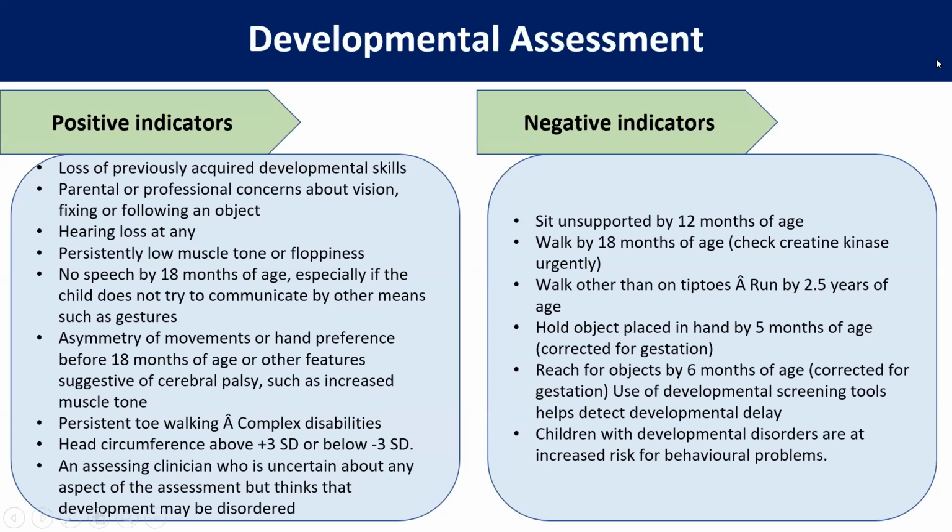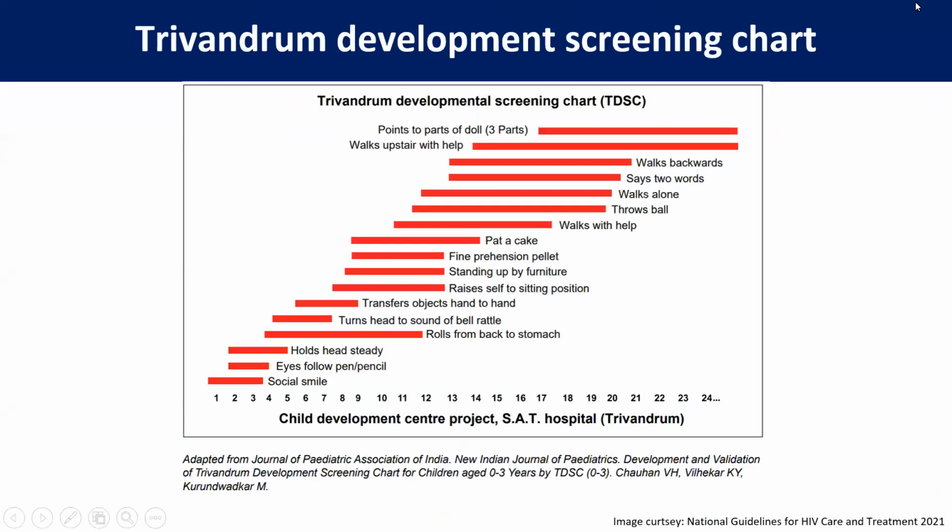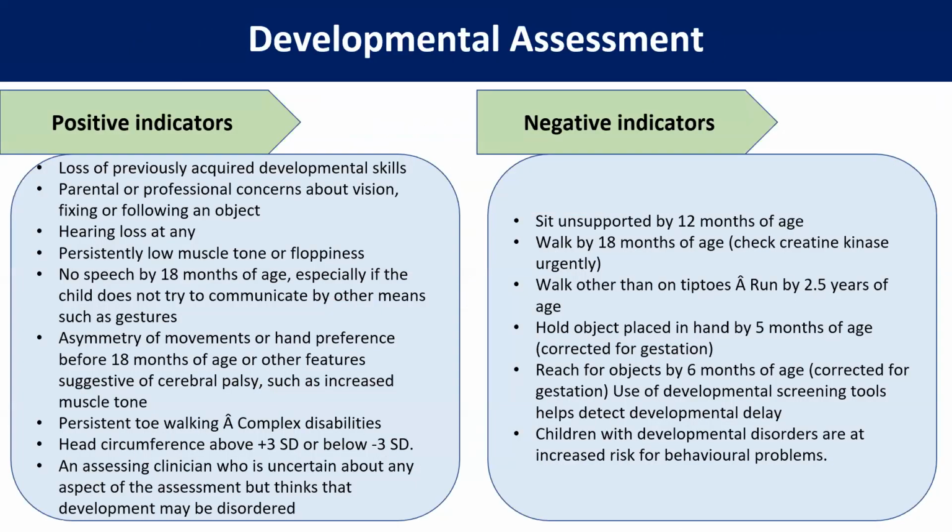Asymmetry of movement or a hand preference. We don't expect the child to be either right-handed or left-handed before 18 months. If the mother says my child is right-handed or left-handed before 18 months, then you need to be careful because the other side may be weak in that child. Then asymmetry of movement, persistent toe walking, head circumference, either a large head or a small head, and any concerns you feel as a doctor.